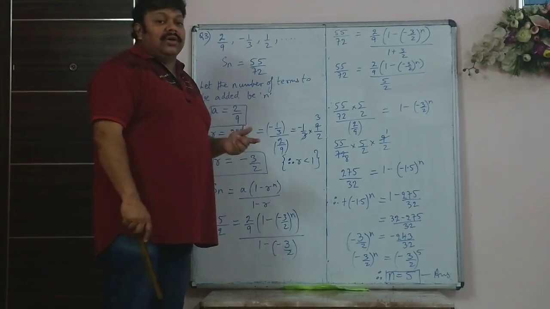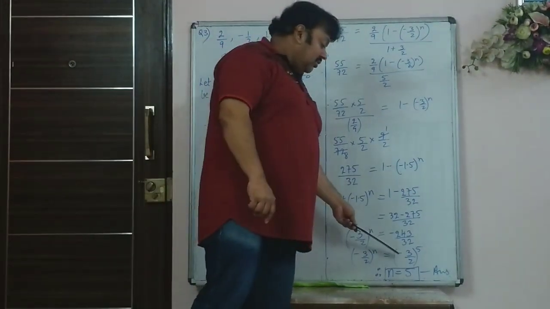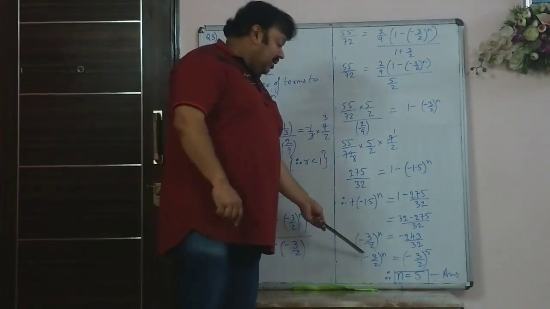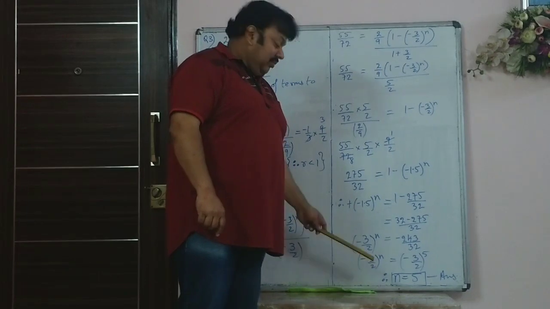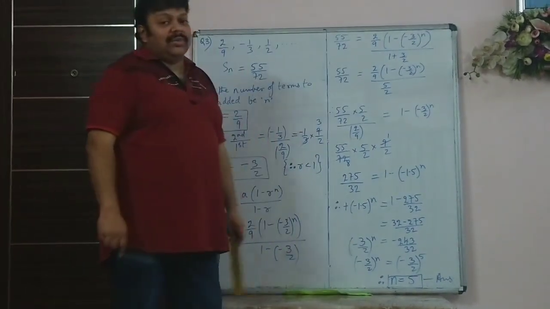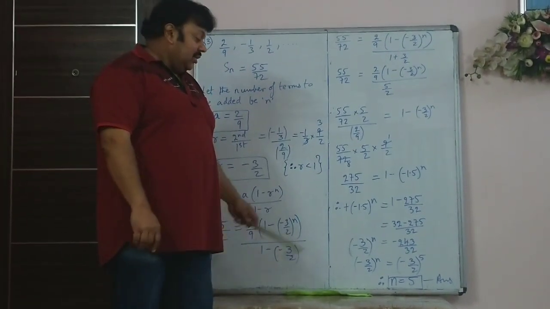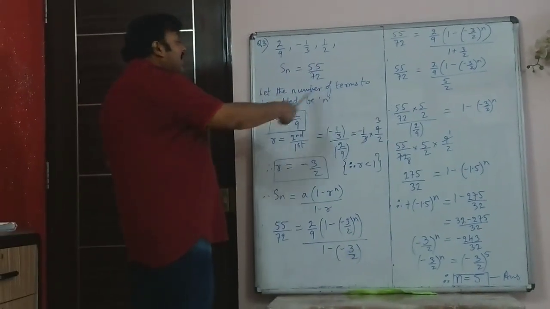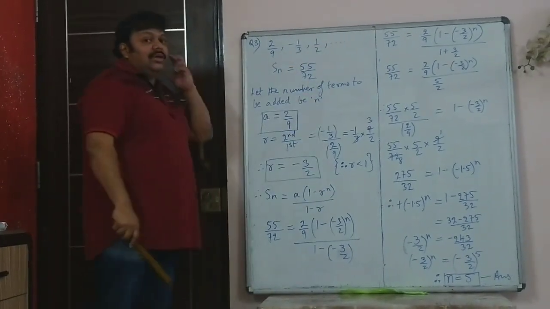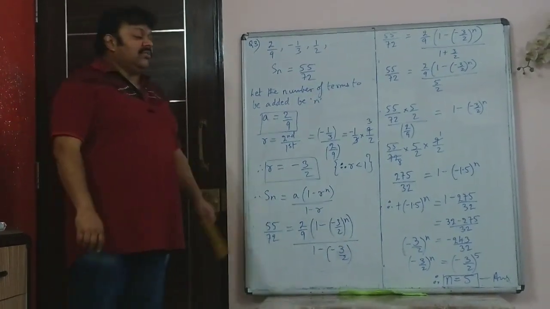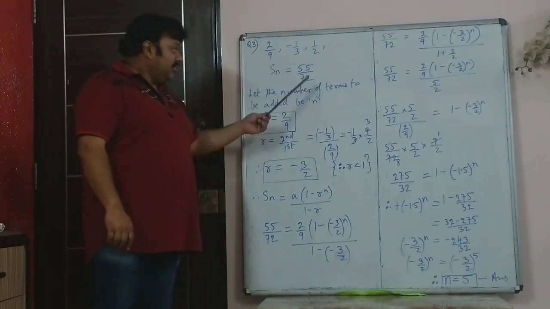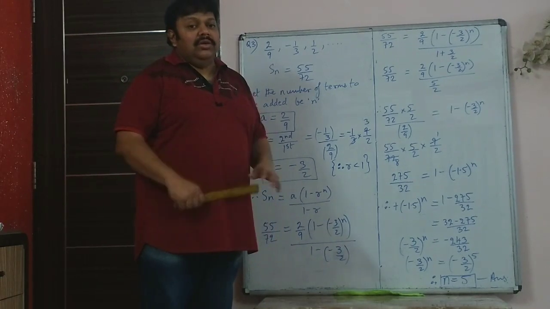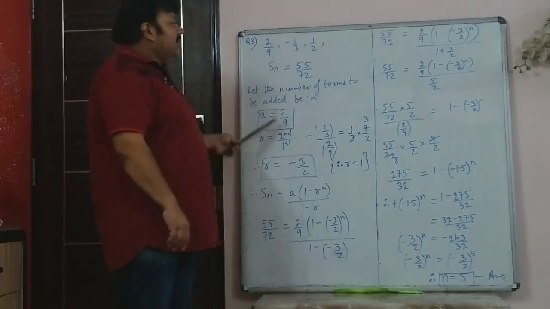243 is 3 raised to 5. Because the minus sign is there, it is minus 3 by 2 raised to 5. This side is minus 3 by 2 raised to n. Bases are same, minus 3 by 2. So indices have to be equal, so n is 5. So actually the sum of 5 terms, 2 more terms should be there. The sum of all those 5 terms will be 55 by 72. So your answer is how many terms? So n is 5. That is the final answer.